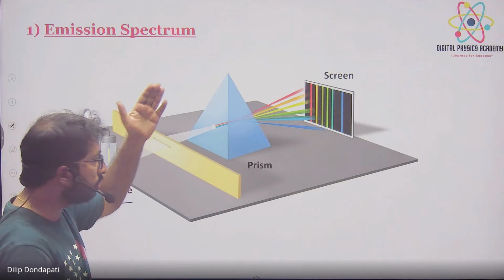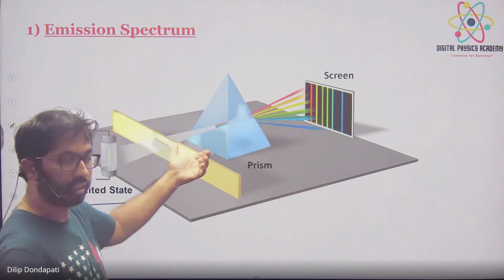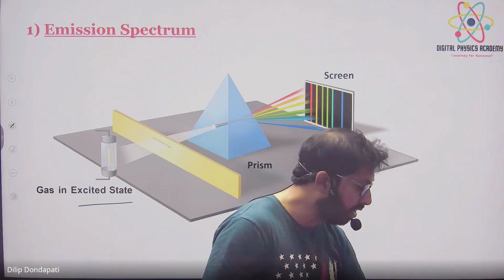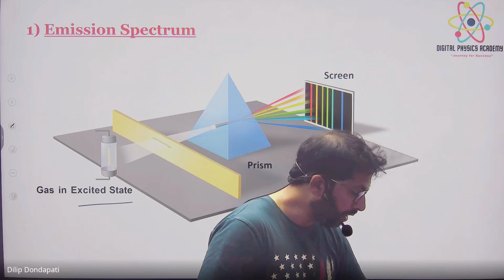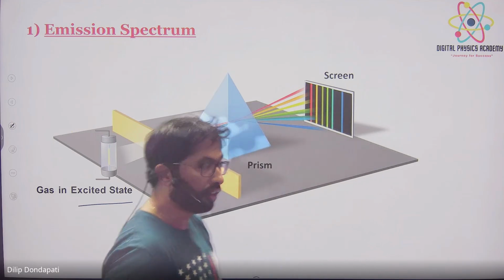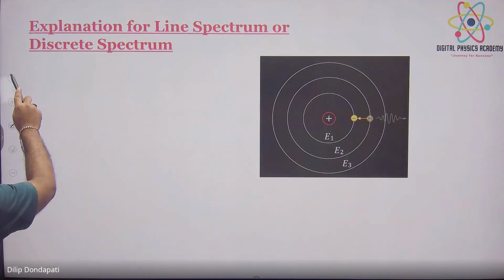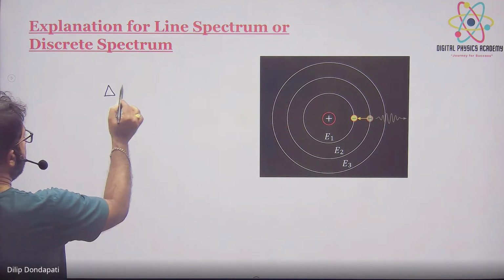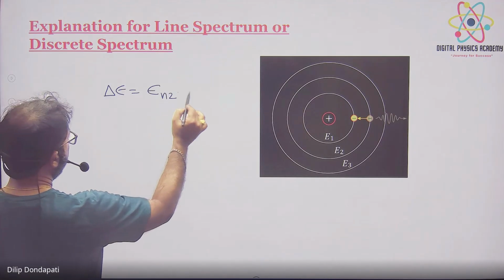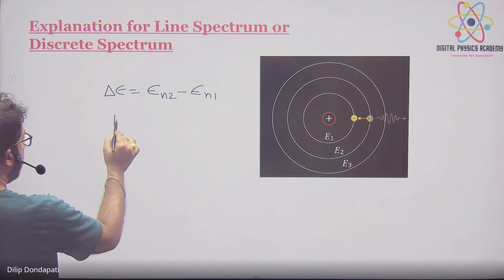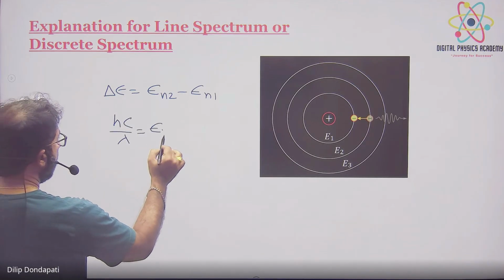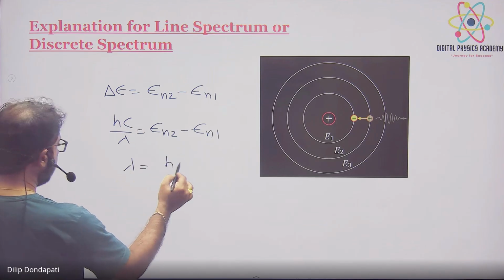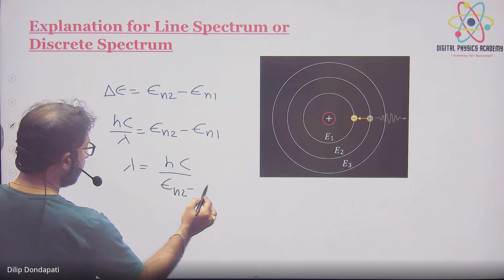Why only specific colors, not a continuous spectrum? The reason is that electrons revolve only in particular orbits, so the energy difference is the same. That's why only particular wavelengths are coming. Dekho, expression for line spectrum. Suppose delta E is equal to En2 minus En1, and this is nothing but Hc by lambda is equal to En2 minus En1. So lambda is equal to Hc by En2 minus En1.